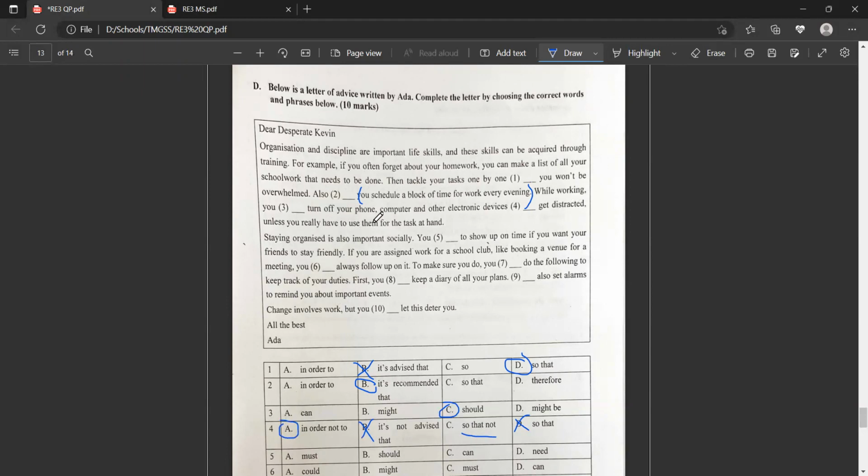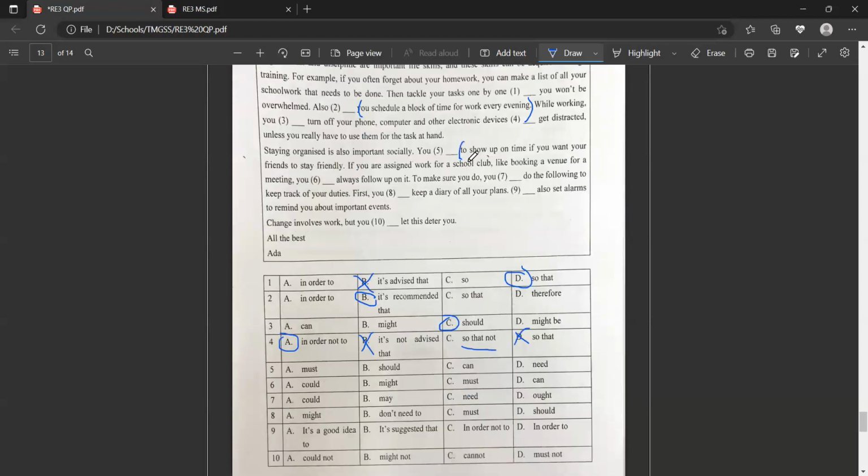Number 5. Staying organized is also important socially. You did it to show up on time. You have to here. So it must be neat. If you are assigned work for school club, you did always follow up on it. You must. Okay. 7. To make sure you do, you may do the following to keep track. First, you do keep a diary of all your plans. So you need to do that, okay? So it will not be B.